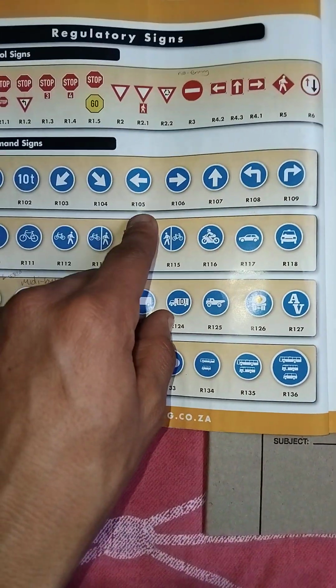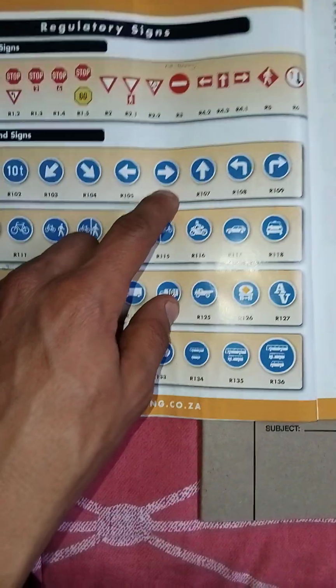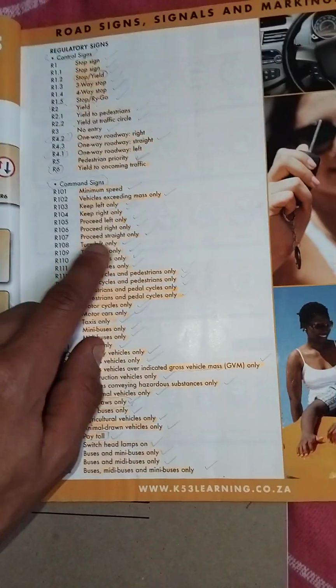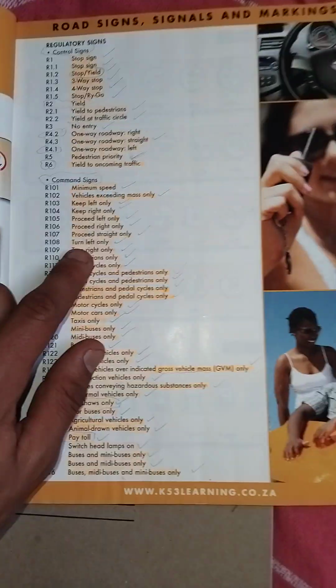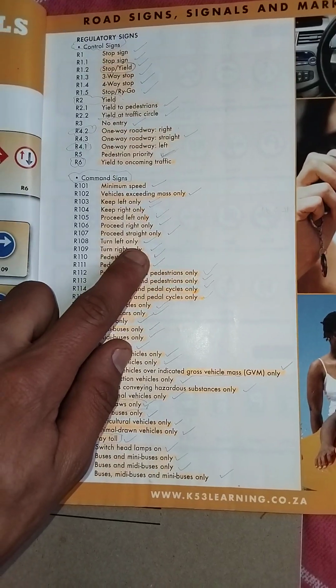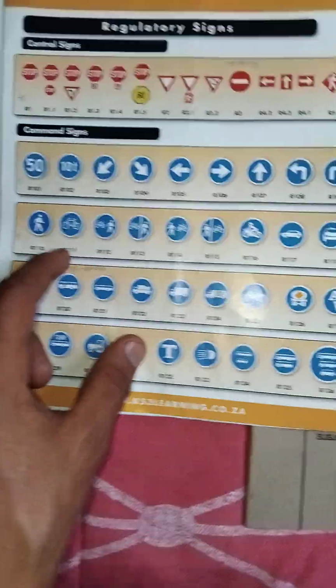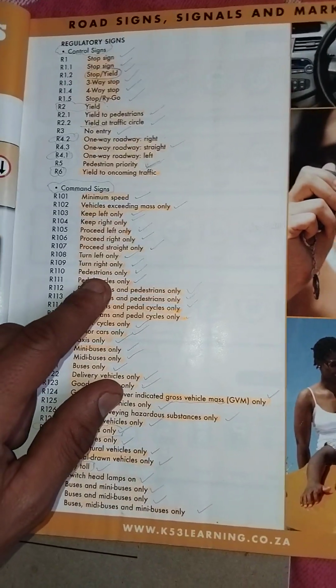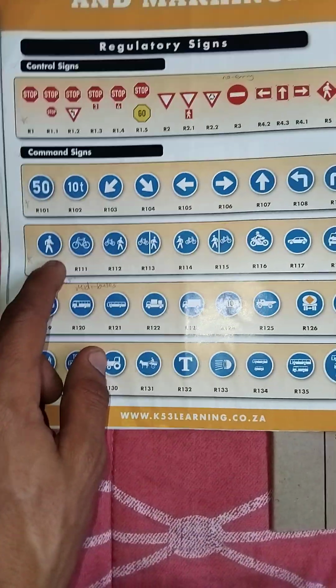And then you have proceed left only. Then you have proceed right only, Z1. And then you have proceed straight only. And then you have turn left only, and that's your turn left only sign. And then you have turn right only, and that's your turn right sign. So where are we now? Okay, we're at pedestrians only, which means that only people can walk there.